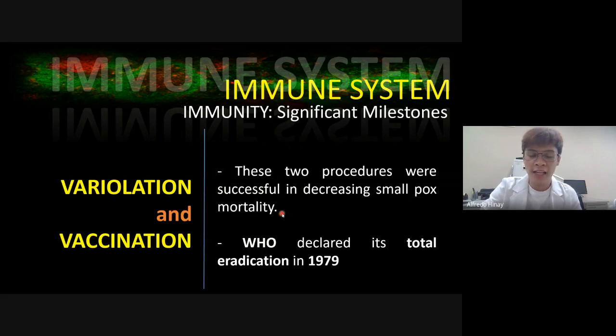So 1977, Somalia was the last case. For 1979, other references class use 1980 or other resources. But for the sake of your preparation in the board exam and the preparation of your quiz, we'll use the year 1979 as the year of total eradication or declaration of the WHO. Pag tinanong naman sa quiz or sa exam class, or sa board exam, what is the year the last case of smallpox was observed, then you need to answer 1977. 1979 is the year of declaration na wala na talagang smallpox.